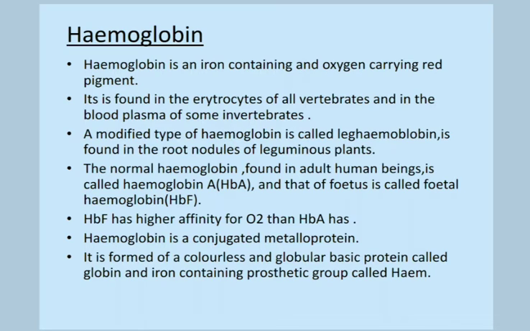Hemoglobin is a conjugated metalloprotein, and it is formed of a colorless and globular basic protein called globin and an iron-containing prosthetic group called heme or hematin. Heme is the active group taking part in O2 transport, and the hemoglobin varies with the species. Even in the same individual animal, there may be different kinds of hemoglobin. All the different kinds of hemoglobin have the same heme group but different globins, so they are different from each other only with regard to their globin part.